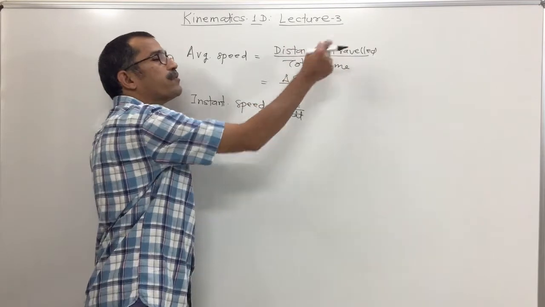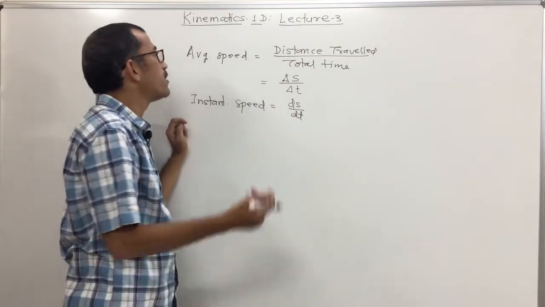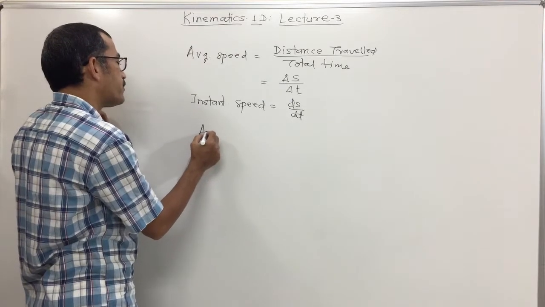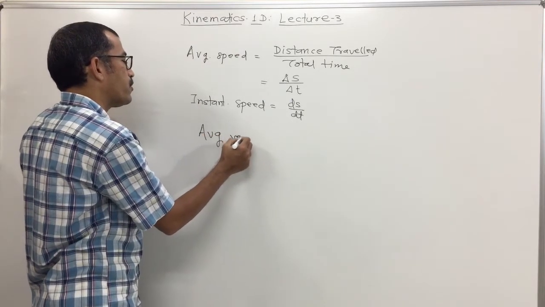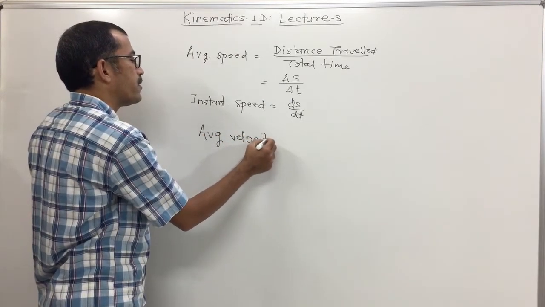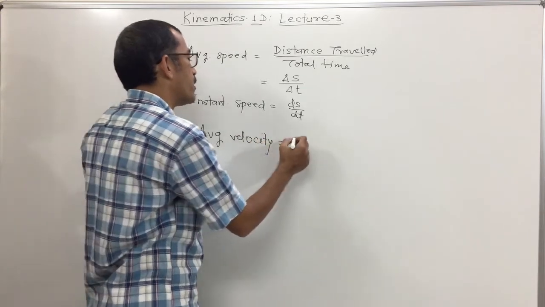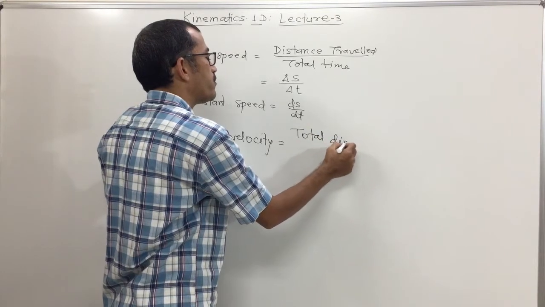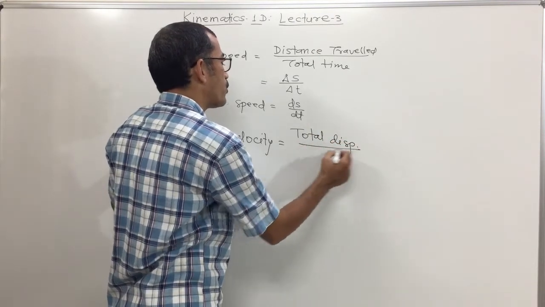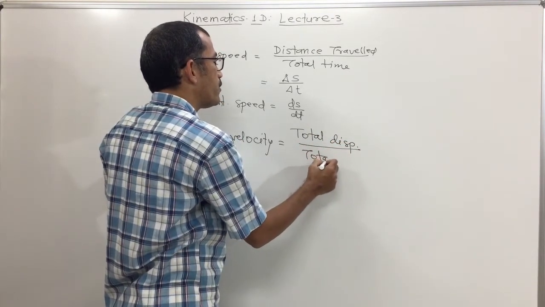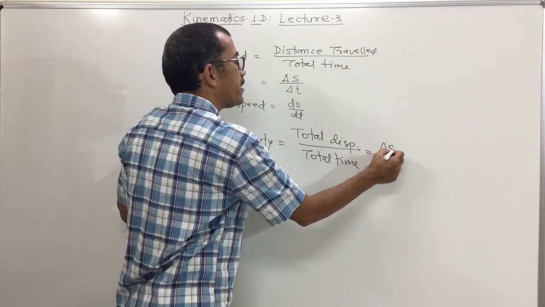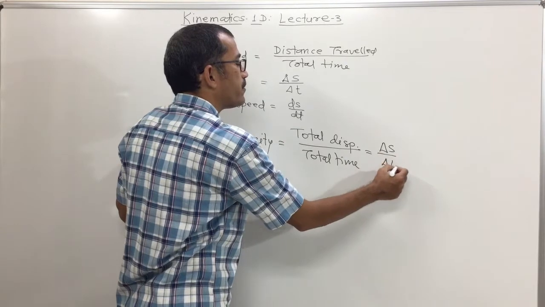Instead of distance, what will we get? Displacement, total displacement. That means average velocity is total displacement upon total time, and this is again written as delta S upon delta T.